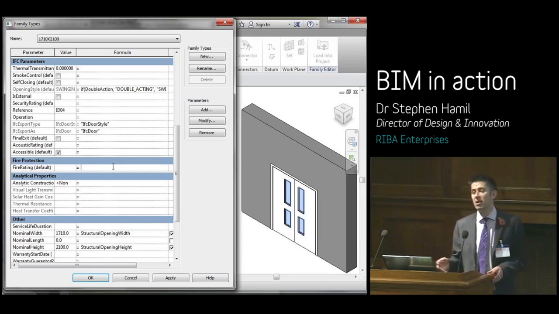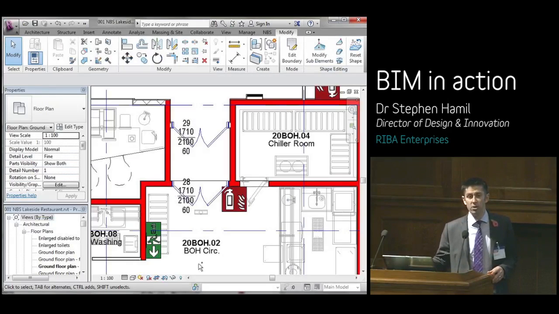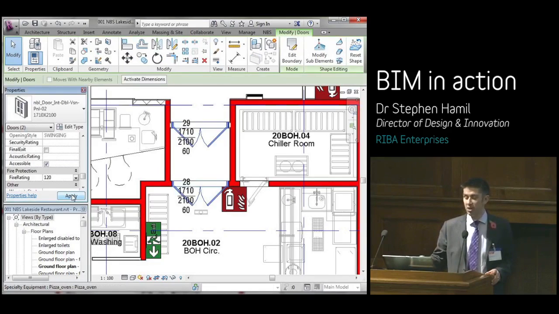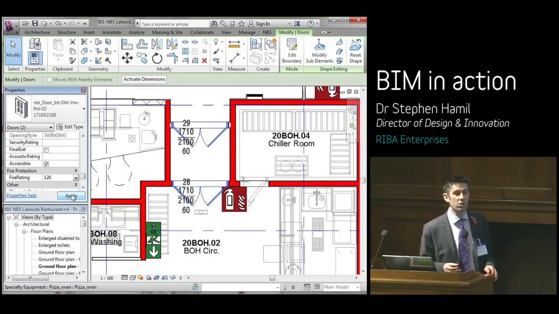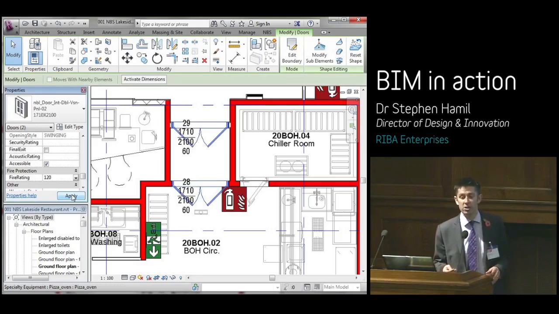Things like who was the manufacturer, what's the model, where's the installation manual, operation manual, expected life, etc. So you could take some of those performance properties. For a door, you might think of it in terms of acoustic performance, fire performance, and the little numbers you can see on the drawing here, the number 60, they're actually coming from the properties inside the 3D model. So that number 60 indicates a fire performance of 1 hour, 60 minutes.